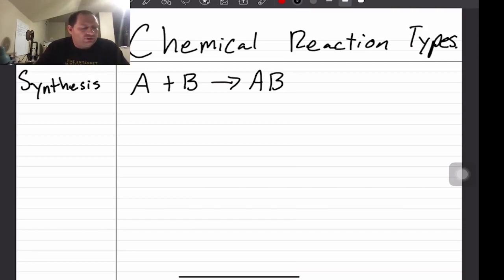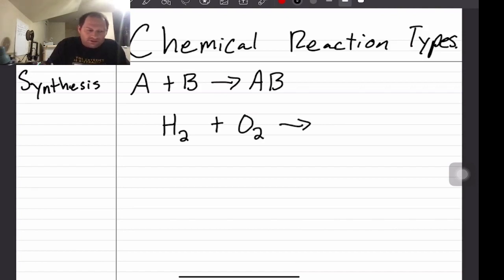All right, let's do the equation that we've always used a lot in class. H2 plus O2 reacts and creates 2H2O. And actually, I'm going to get rid of that 2 for the moment.